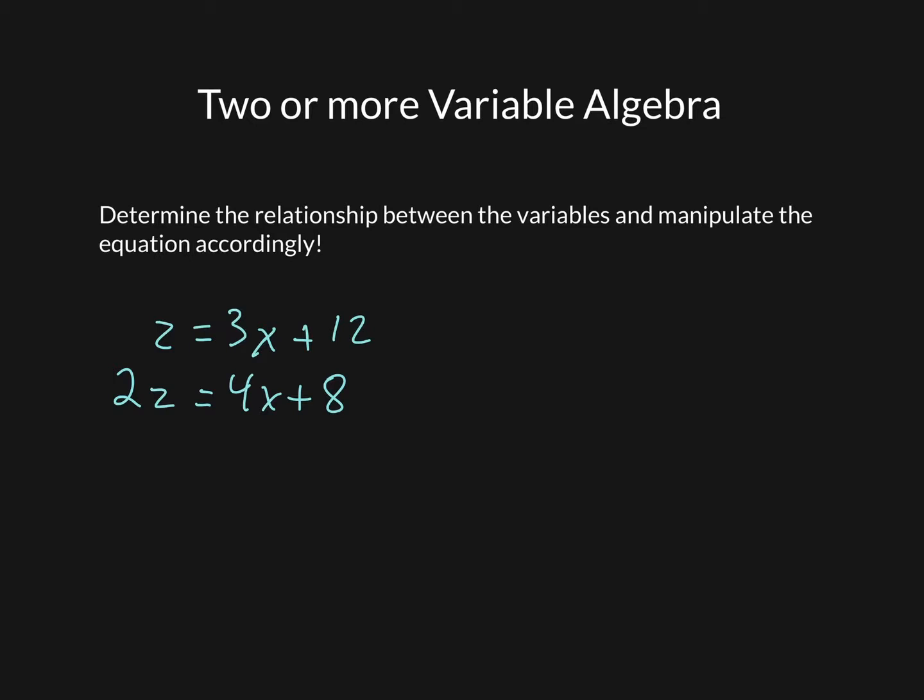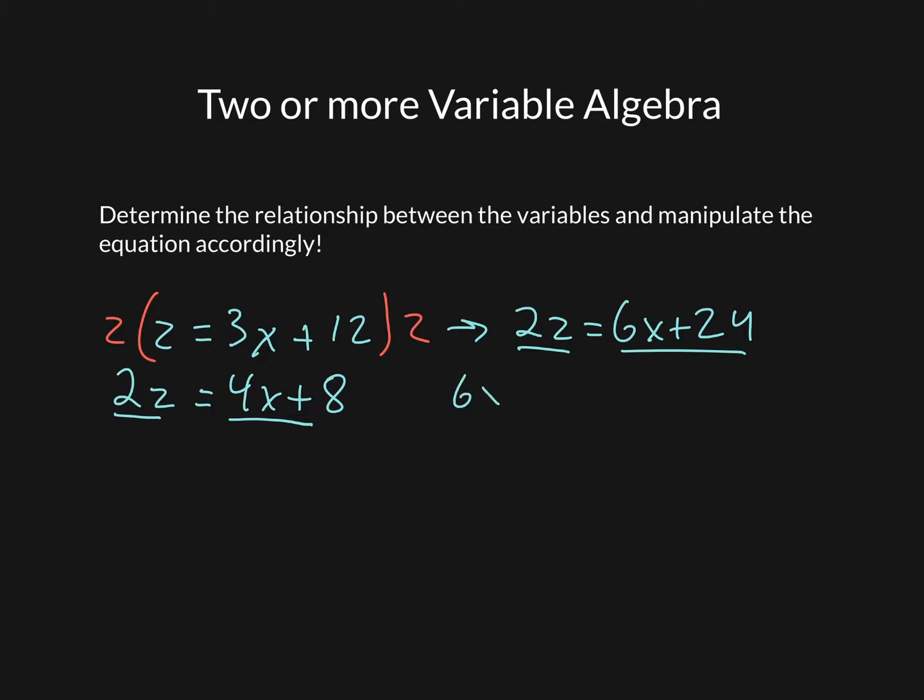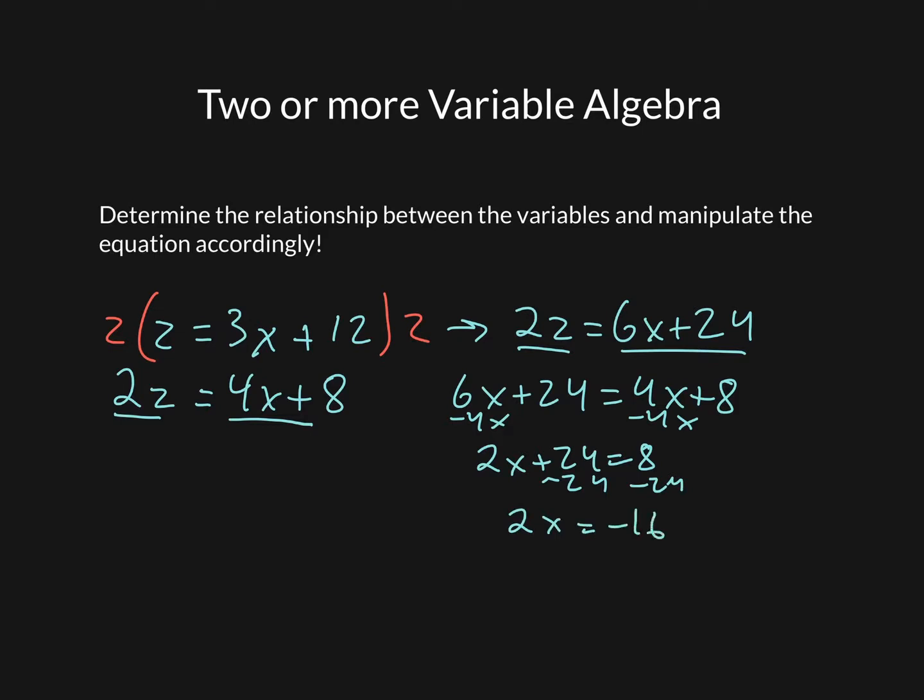So immediately I'm thinking, well, let's multiply everything on both sides here by 2 in order to get 2z. That will lead us to getting 2z equals 6x plus 24. And we know that 2z is also equal to 4x plus 8, as well as 6x plus 24. So now we can set 6x plus 24 equal to 4x plus 8, and then solve for x. Minus 4x on both sides. 2x plus 24 equals 8, minus 24. 2x equals negative 16, divided by 2, x is negative 8.